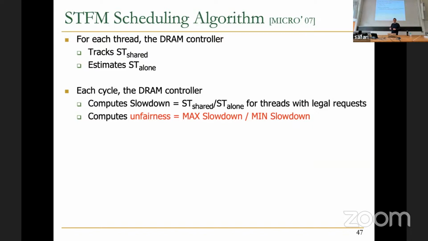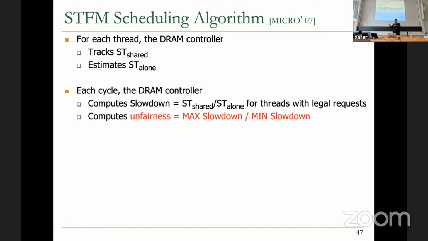Later work actually found a way of estimating in a better way. My PhD student, Lavanya Subramaniam, developed a technique called MISE, which is trying to estimate this in a much better way by looking at the request rate that goes into the system. But we're going to talk about that later. In this incarnation of the work, the memory controller does the hard task of really computing the slowdown. It basically figures out what's ST alone. So one way of figuring out ST alone is, the basic idea is, you know ST shared.